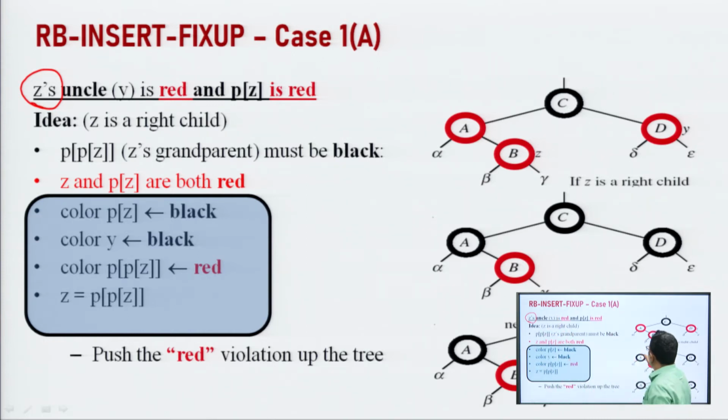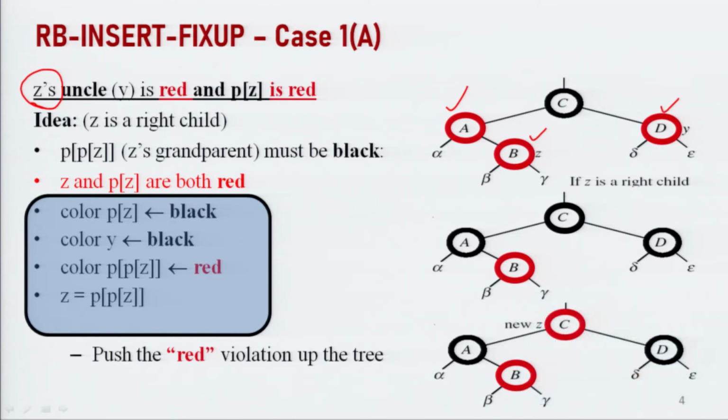Just see here in this diagram, you have added a new node z, and you have given it the color red. Now, what is z's uncle? Z's uncle means the brother or sister of its parent. The parent of z is A. So, the brother or sister of A is D. D is basically the sibling of A, so D is the uncle of Z. The uncle is named Y.